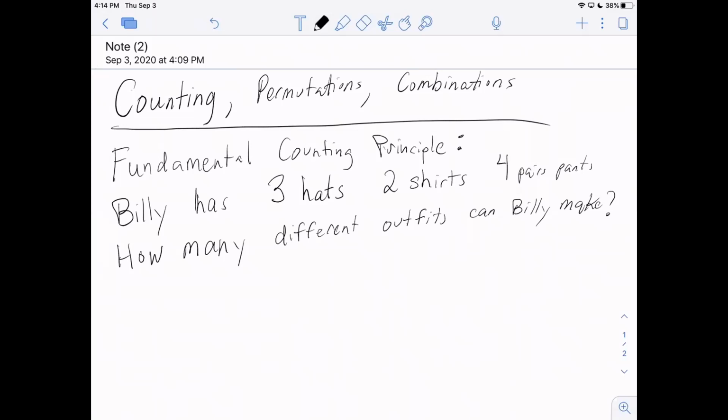Somebody asked me a really good question: I'm not sure where to start. Sometimes if you encounter a problem and you have no idea where to even start, a good strategy for problem solving is to see if you can solve just a simpler problem. So maybe rather than 3 hats, 2 shirts, 4 pants, see if you can do one with just 3 hats and 2 shirts. See if you can visualize how that one would work out, and then from there explain how it works.